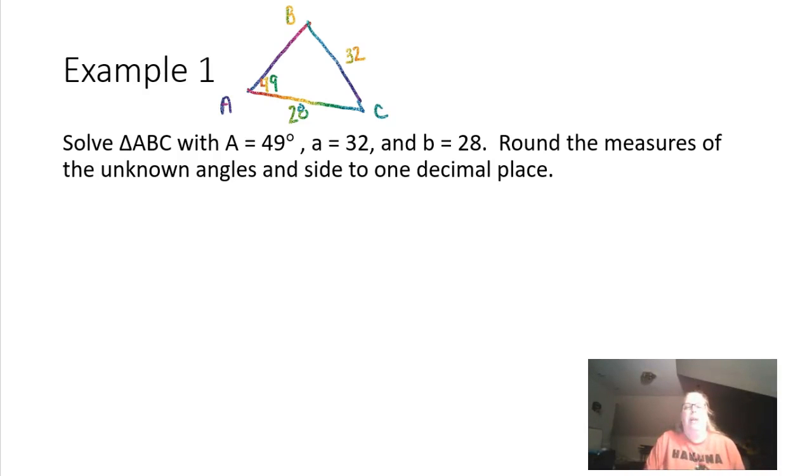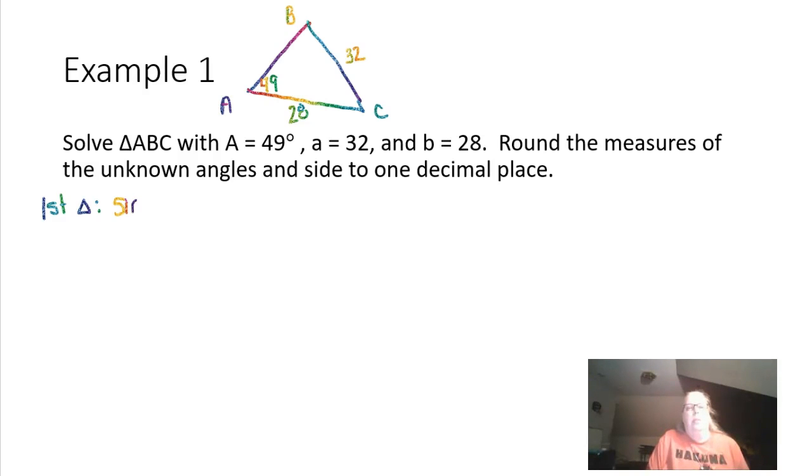You can see we have an angle-side-side situation, so we can have either 0 triangles, 1 triangle, or 2 triangles. Let's start with the first triangle. We are going to use the law of sines. We need to find angle B first.